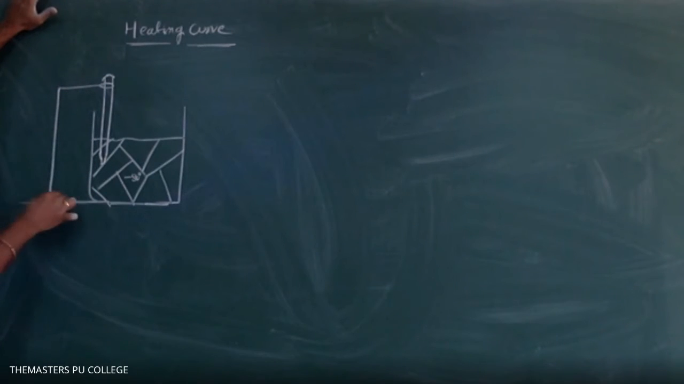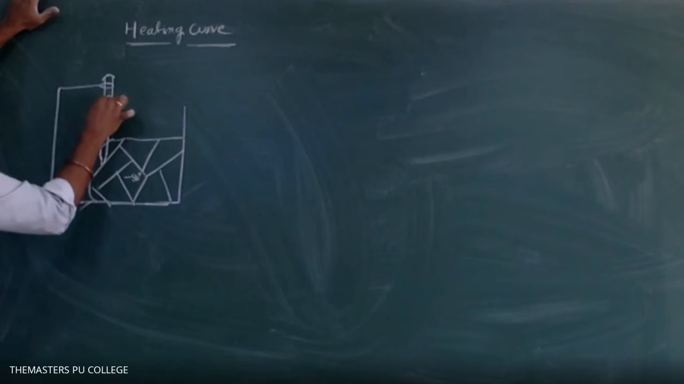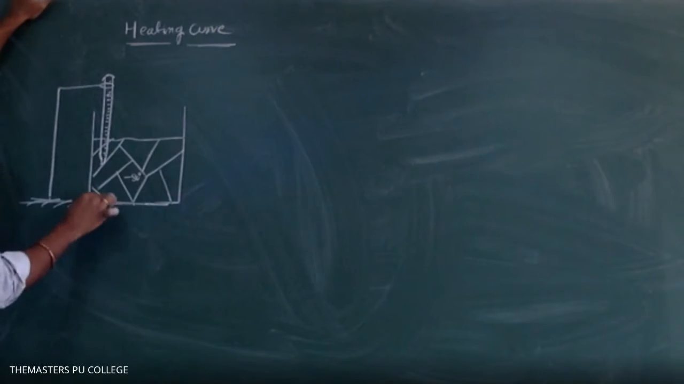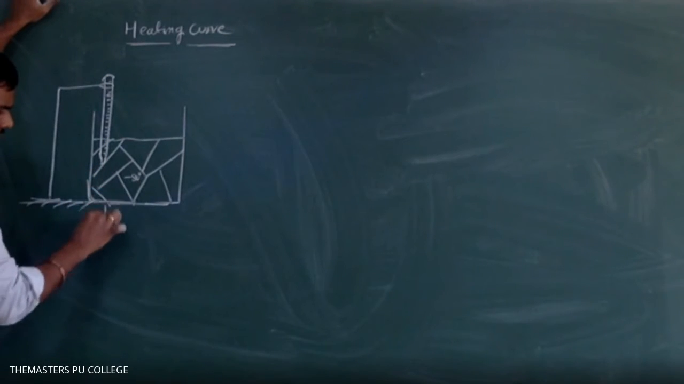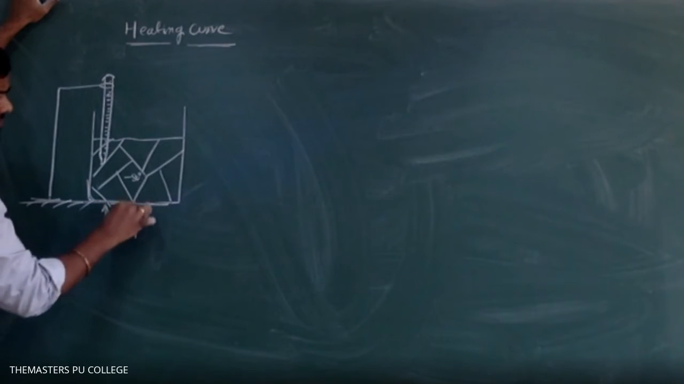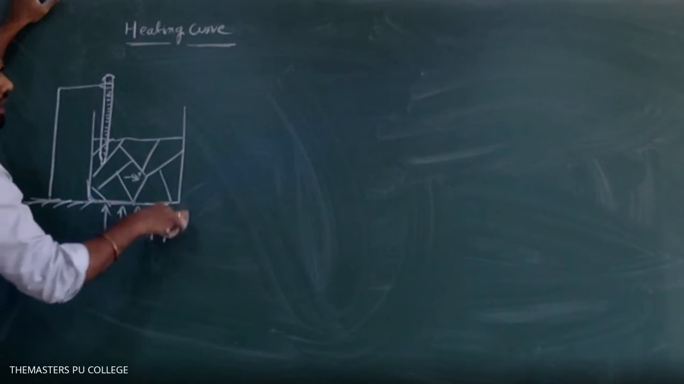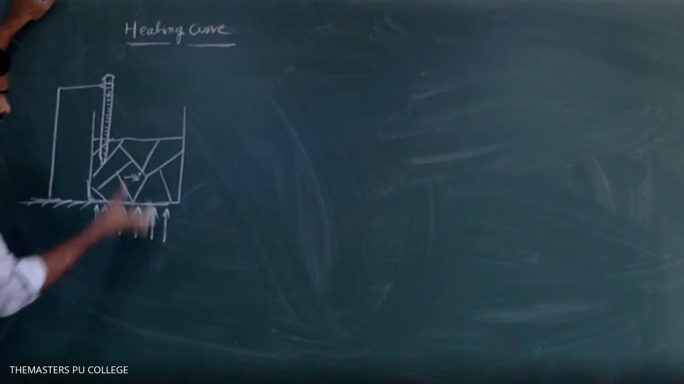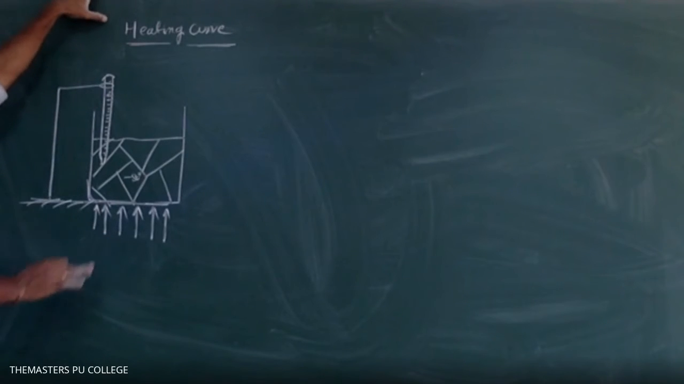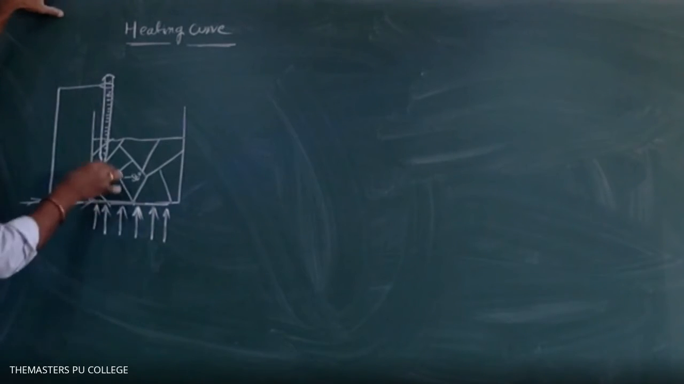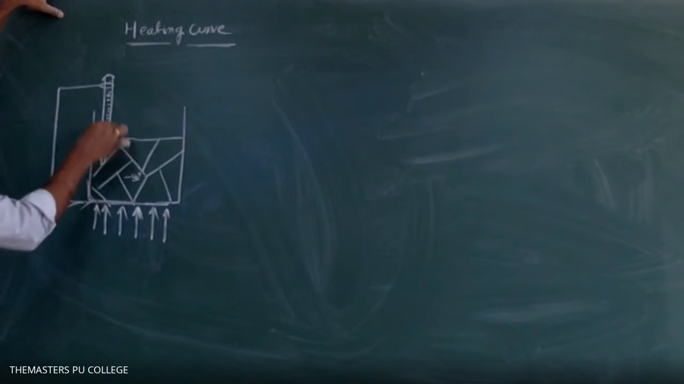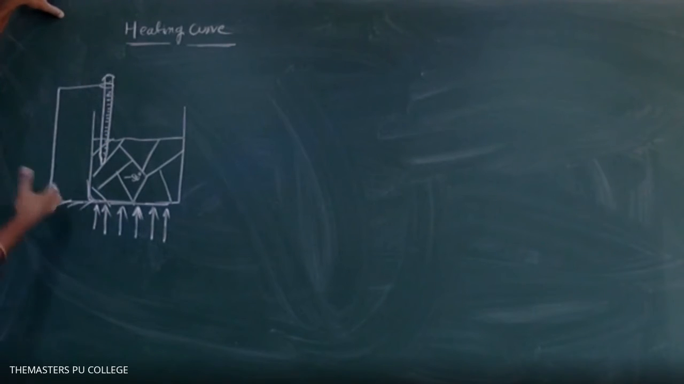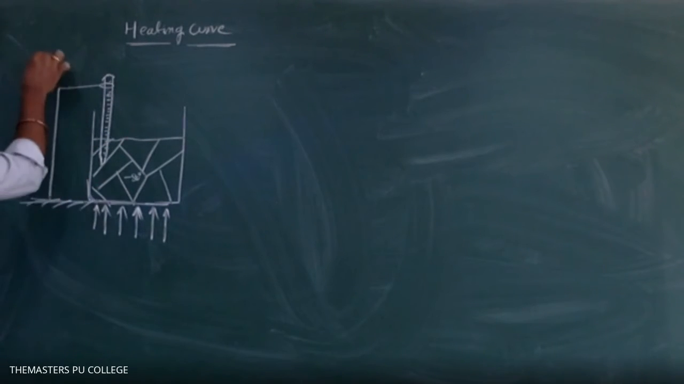No need to draw this diagram. I'm drawing it just to help you understand. So this is the thermometer. And if this beaker is put on a constant flame, constant flame means we are not increasing the amplitude of the flame, we are keeping it constant. So the heat is given at a constant rate. For every equal interval of time, say every 2 minutes, the thermometer readings are taken down.